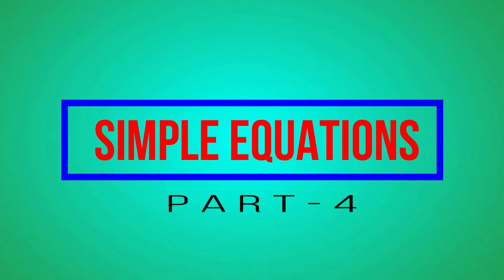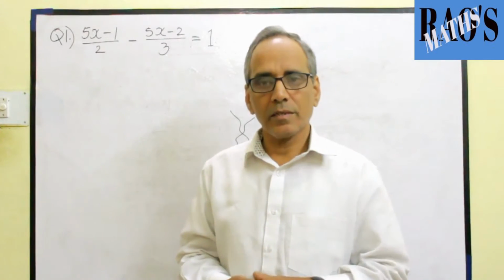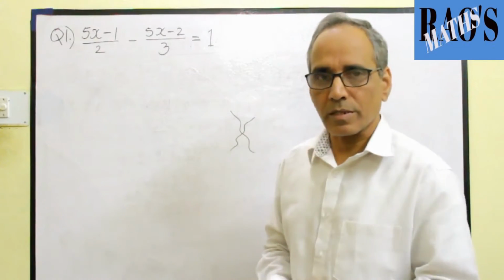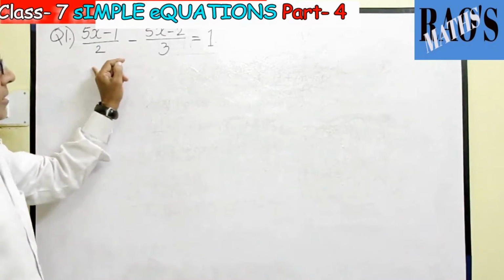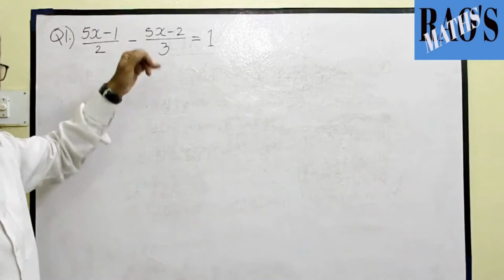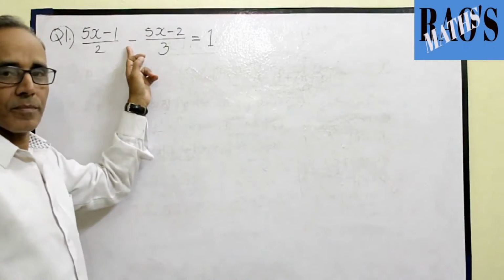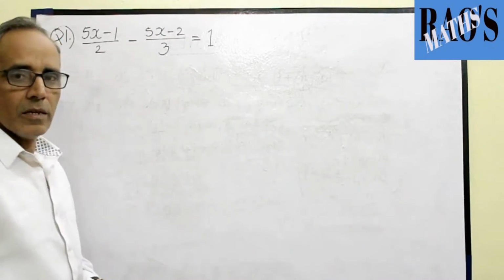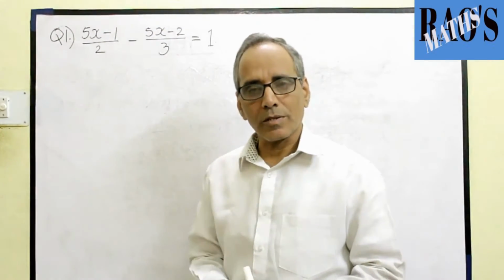Today we discuss two important questions of 4 marks for 7th class in equations, the non-verbal questions. Here is one of the questions. Of course, we know there are two fractions. The numerators are binomials and they are separated by minus. So what is the precaution we have to take in solving the question?